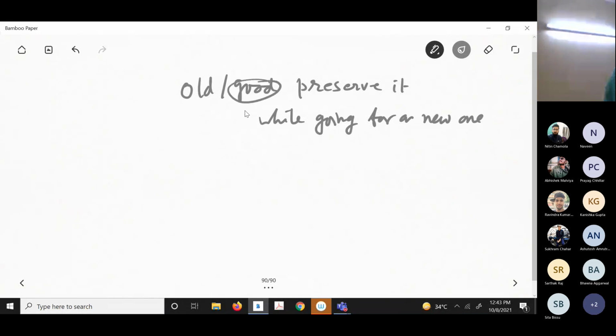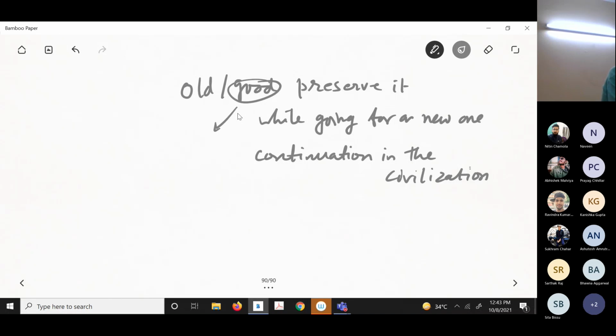But if it is not good, then it's better in your life you discard it. But old and good, if you preserve it, there will be a so-called continuation in the civilization. That is what we call in Sanskrit parampara. If it is bad, old, don't think, oh, this is old, it's classical, so I should not go by that. You should discard it. That means particularly if you have some prejudice or bias, you should get rid of this.